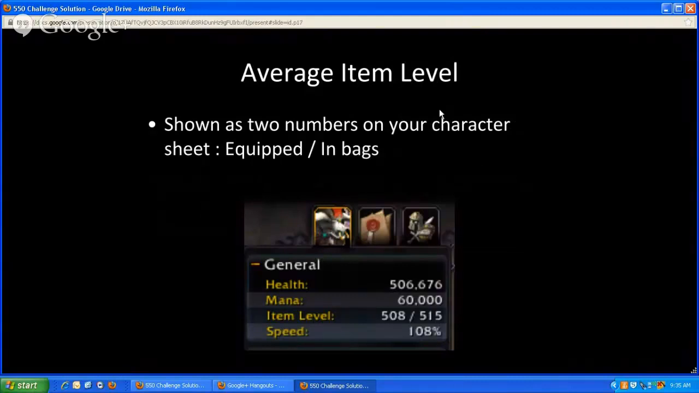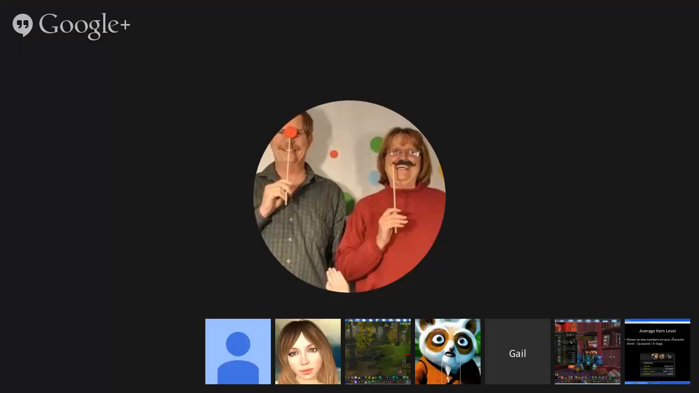One of the things you're going to see is that we're primarily looking at the average item level. If you open up the character sheet and look at the character stat sheet, you will see two numbers there. The first number says item level, and for this instance on the slide it says 508 of 515. The first one is the amount you actually have equipped. The other one is what you actually have in your bags. This is where these numbers come from.